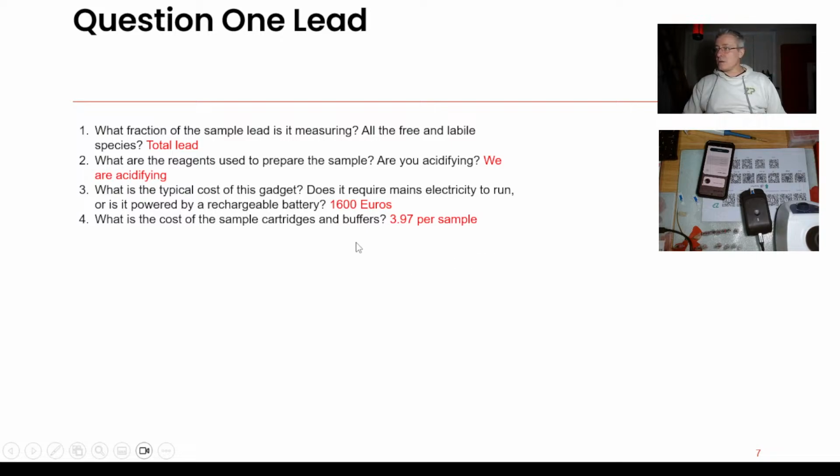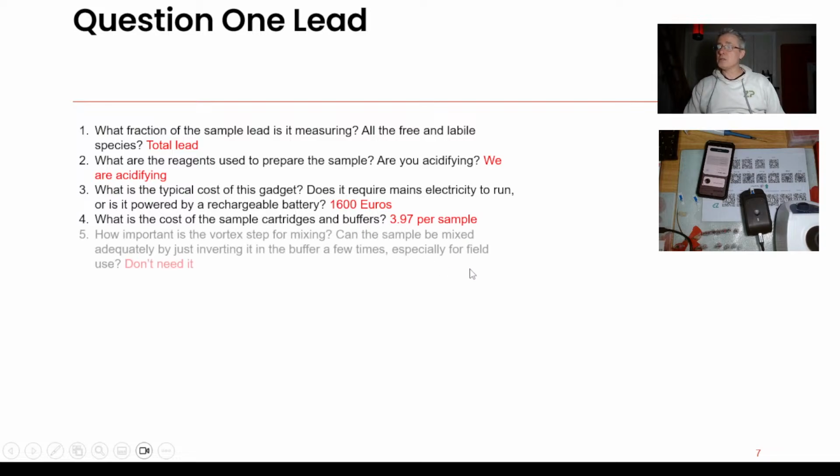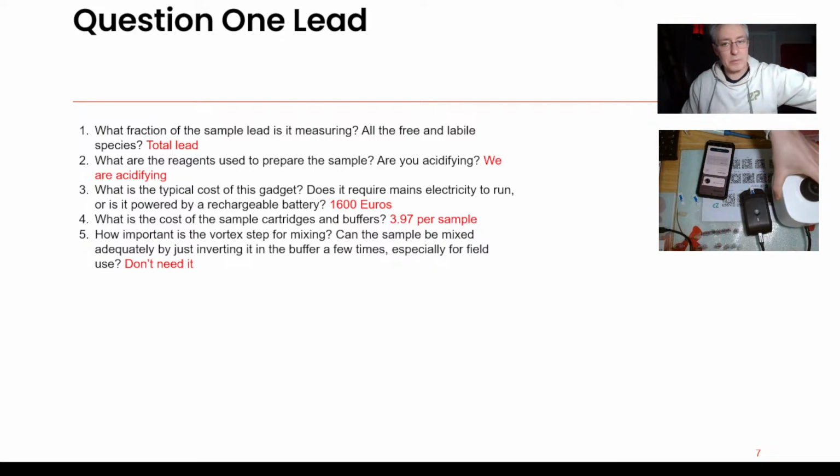What is the cost of the samples and buffers at low volume? It basically works out about 397 euros. I should have put euros in per sample. I got a vortexer, admittedly, and we did in the video when we were making this lead. You do not need to use a vortex.